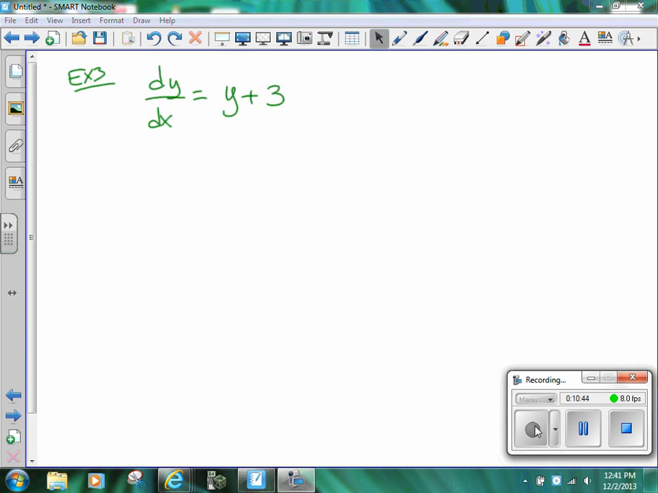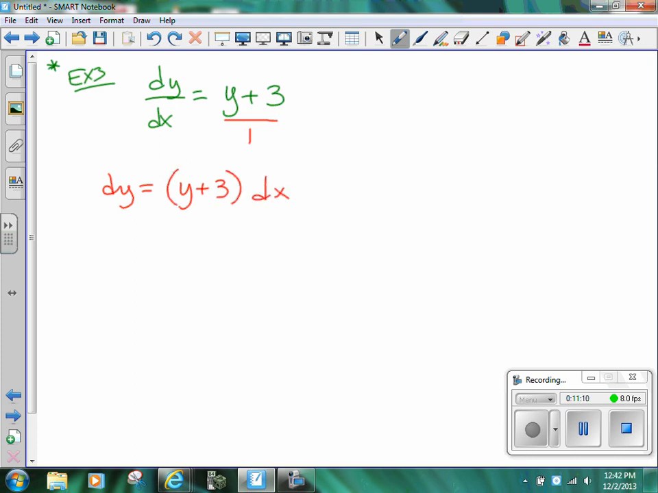This is a star-worthy problem. Means something's going to be strange, okay? What do we need to do? What do I do? Same thing we did before, and cross multiply, correct? All right. dy equals. Did that help us? No. What now? Divide by the quantity, y plus 3.